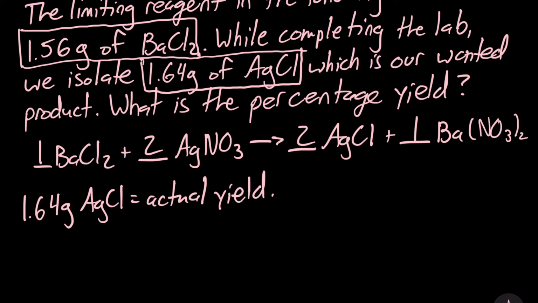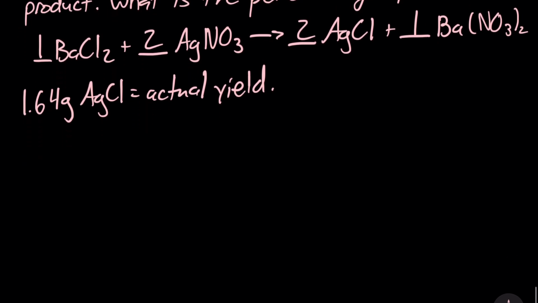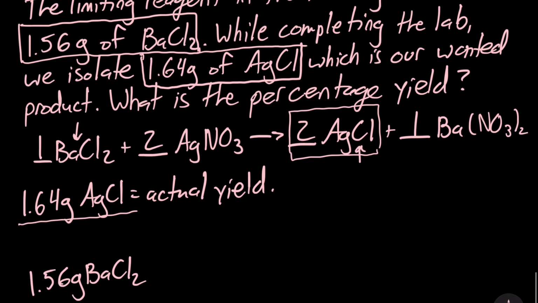Okay. And we can start our calculations with our LR, which is 1.56 grams of BaCl2. And if you read the question again, we know where we want to go here. It's asking us to find the percentage yield, and it also gives us our wanted product, which again is AgCl. So we should be going from grams of BaCl2 to grams of AgCl to find our theoretical yield.